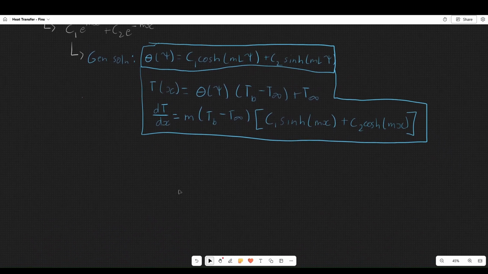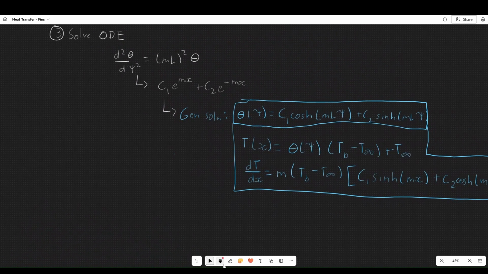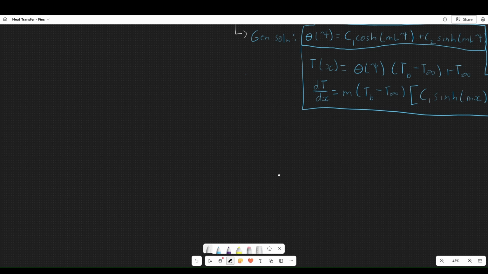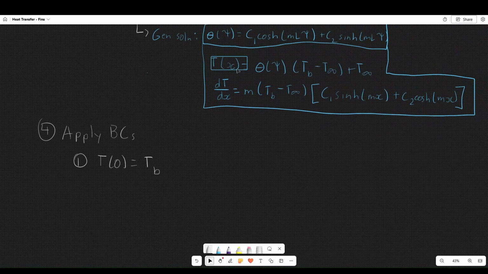Okay, so now that we have the general solution, what's our next step? Next step is to apply the boundary conditions. So let's go down here. Apply boundary conditions. So we'll first apply the fact that T at 0 equals Tb. If I look at this general equation that I have for temperature, not the derivative, not theta, we can jump straight to the temperature. We see that if I plug in this, we get Tb equals.